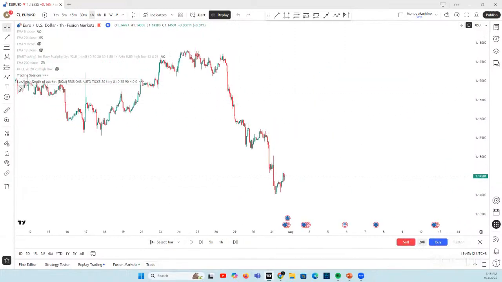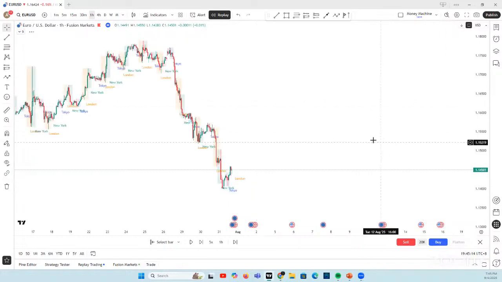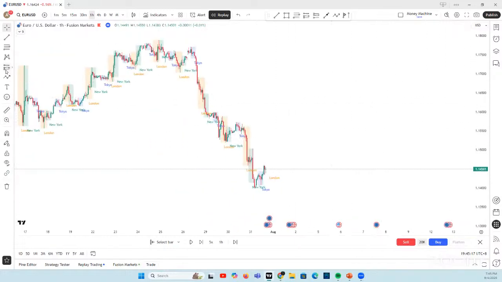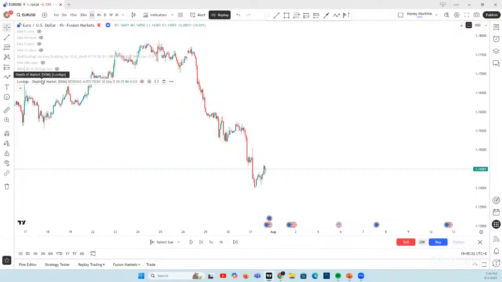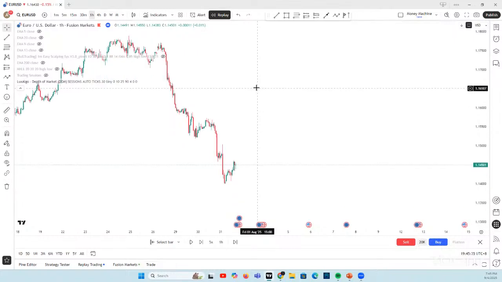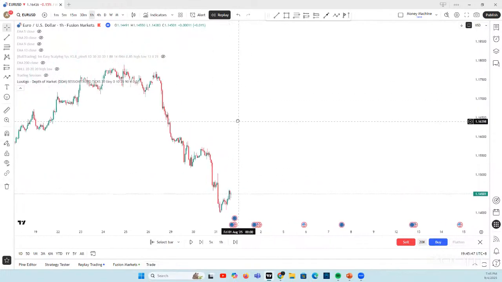Okay, so let's hide this. It's getting in the way. Now, unfortunately, we are in a replay, so we cannot see the depth of market. That's why I gave you the idea of how to use the depth of market, where you can get that data at that time. So let's see the price action here in Euro USD.